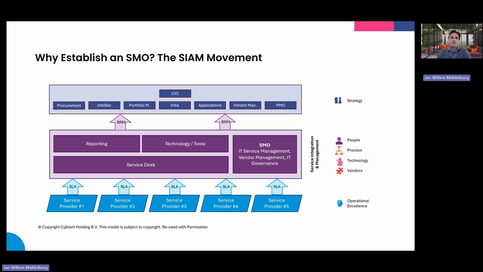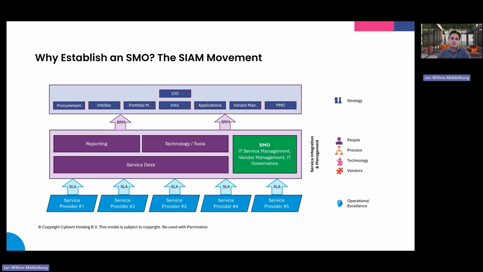It means that as an IT service provision organization, you need to establish a service desk, reporting, technology, and tools in order to manage all of those different vendors. But maybe even more importantly, it establishes the need for a proper governance structure. And that is the box that you see on the right, which I will highlight now in another color, so that you see where a service management office is placed as part of a wider organization.